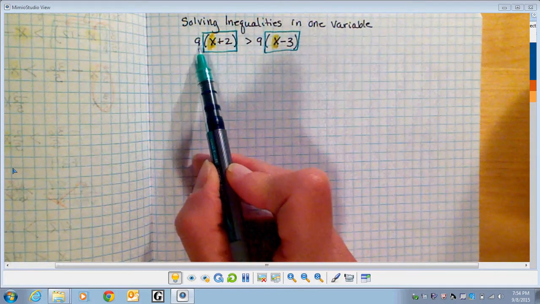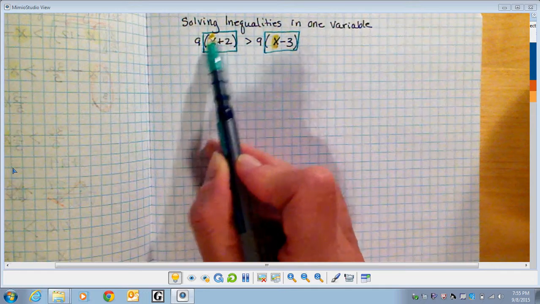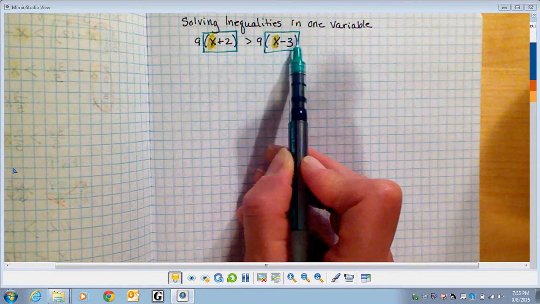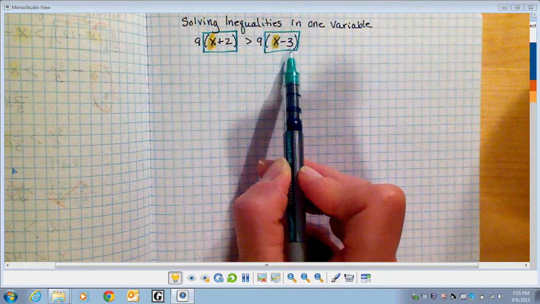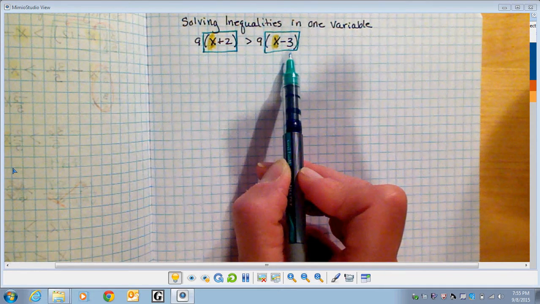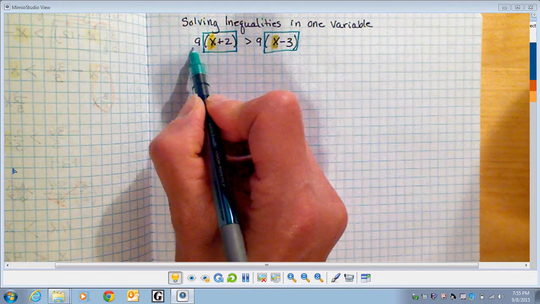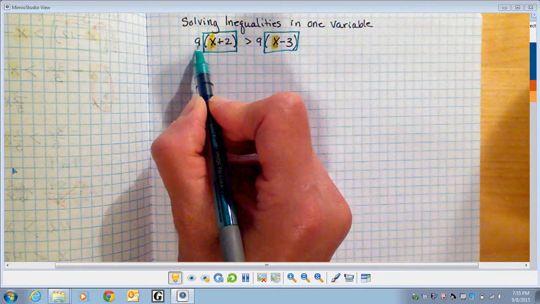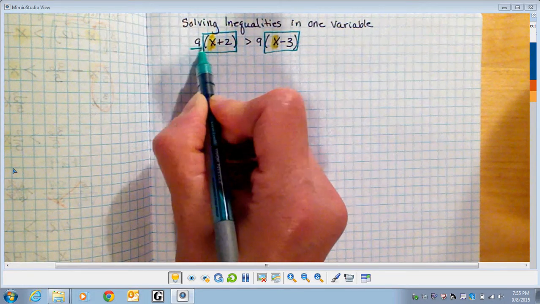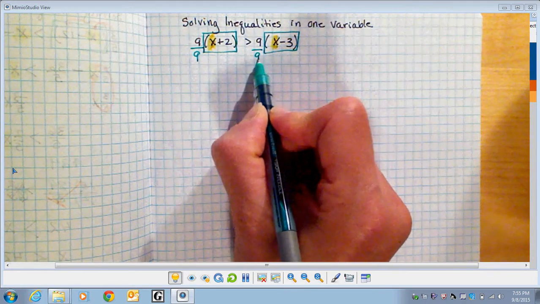So because I have a 9 in front of both parentheses where my x is, the easiest thing for me to do is to use the inverse property of multiplication, which is, in this case, I want to turn this 9 into a 1. So how do I turn 9 into 1? I divide by 9. So I divide both sides by 9.